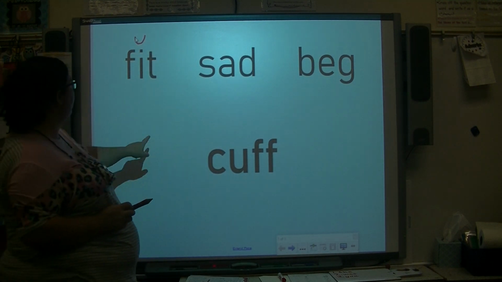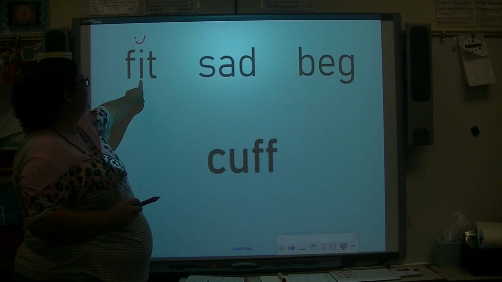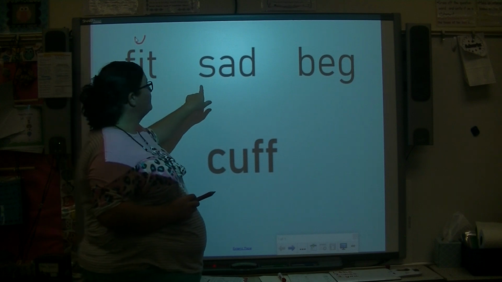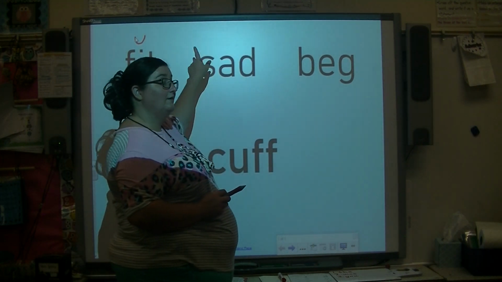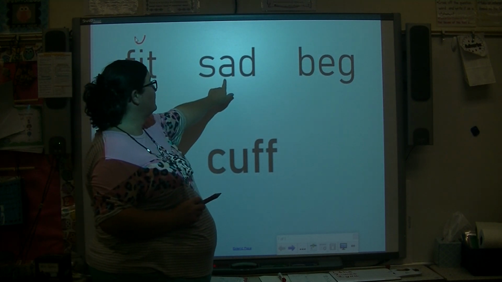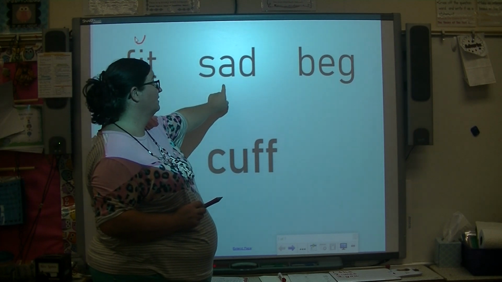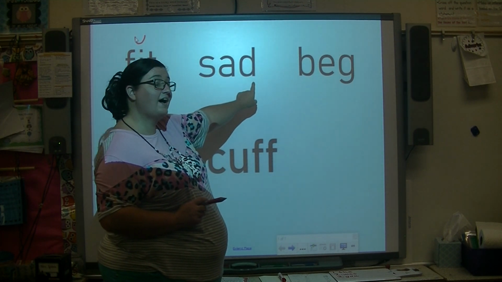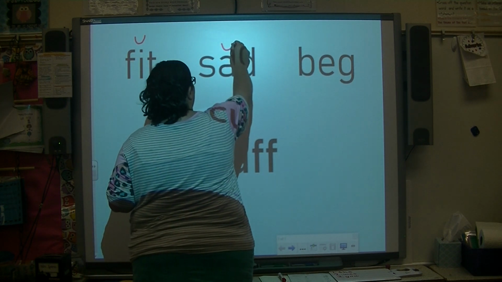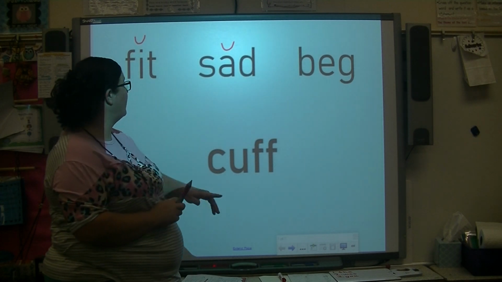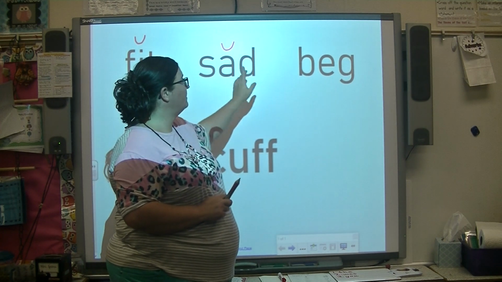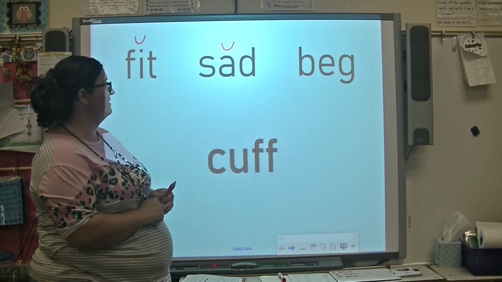So let's sound this word out. Fit. What word? Yes, fit. All right, this word is what? Let's figure it out. Where's my vowel? Yes. Is it followed by a consonant? Yes. So what should I do to my vowel? Code it with a breve. It's short. So let's sound it out. Sad. What word? Yes, sad.